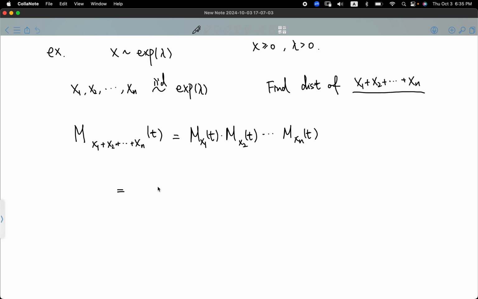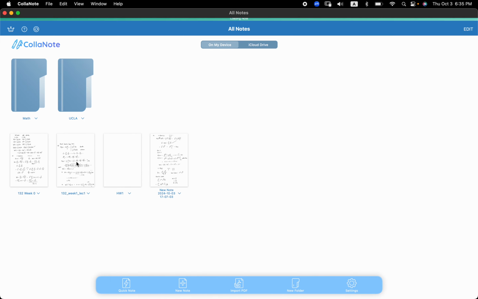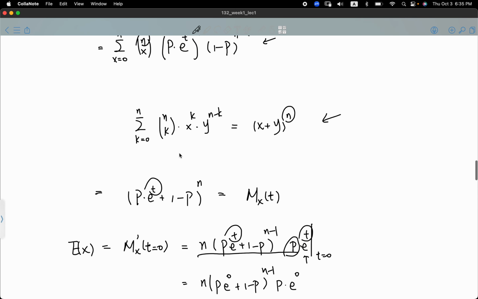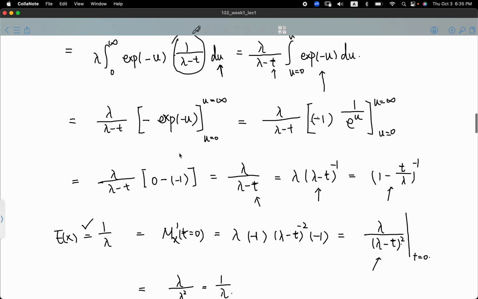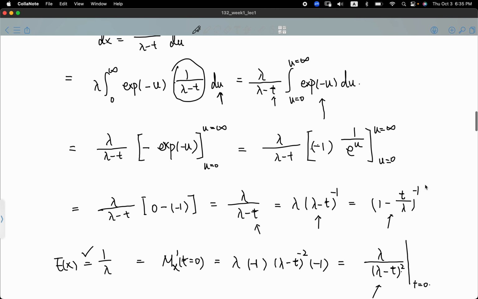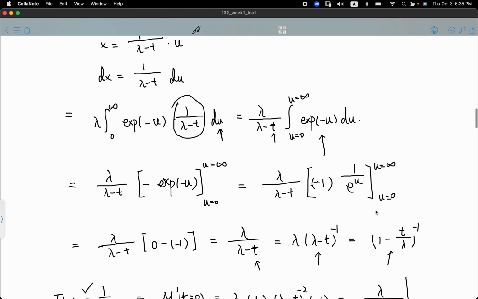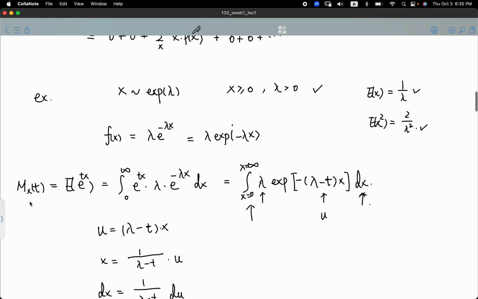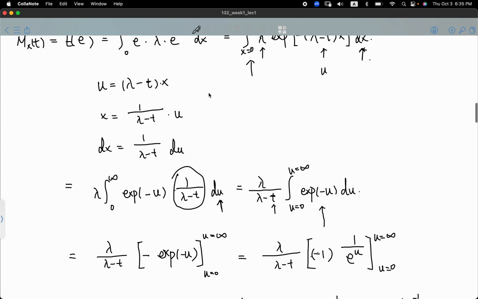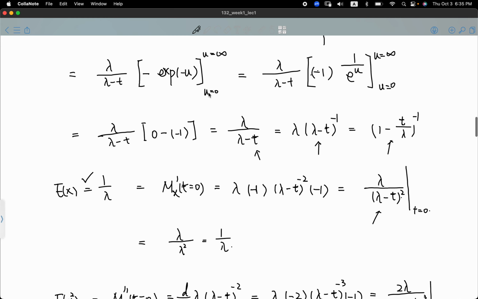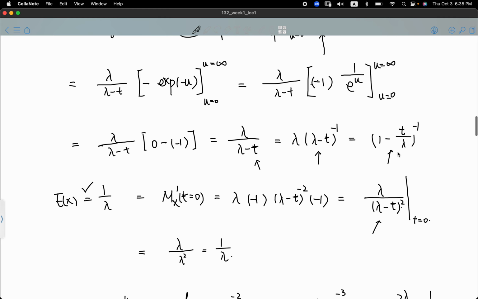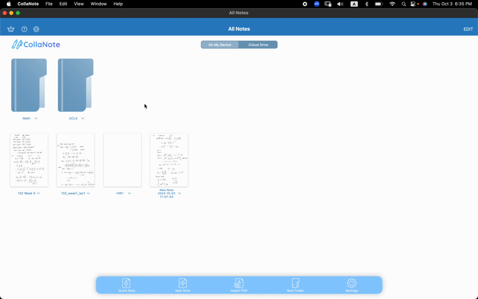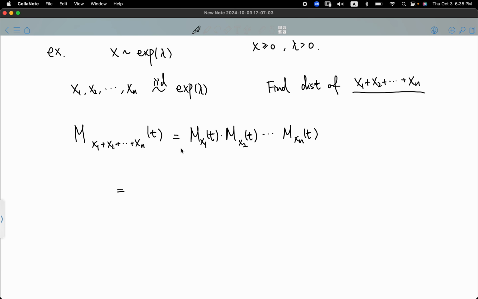Did I talk about that? Or maybe let me just search for the notes to double check. Yes, so I give it here. This is on Tuesday. So this is what I'm referring to, the moment generating function for exponential distribution. Now I'm going to copy this term to our solution here for today.